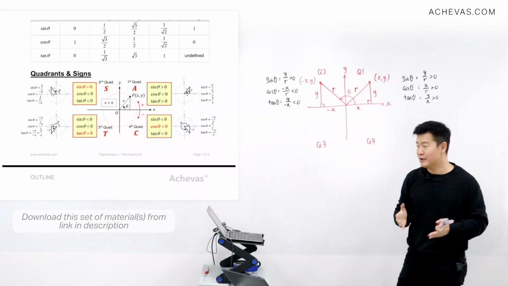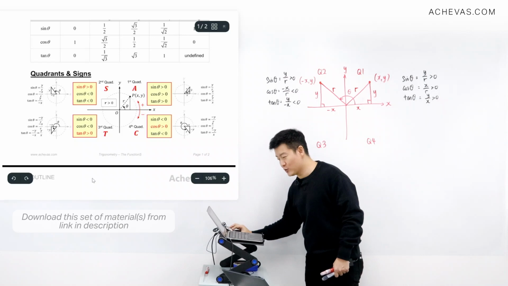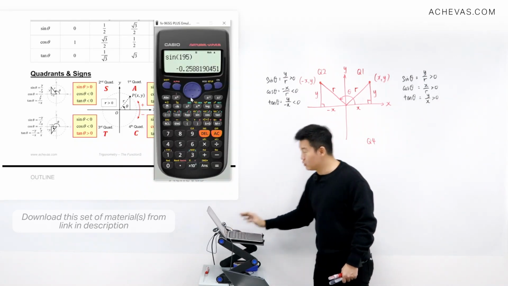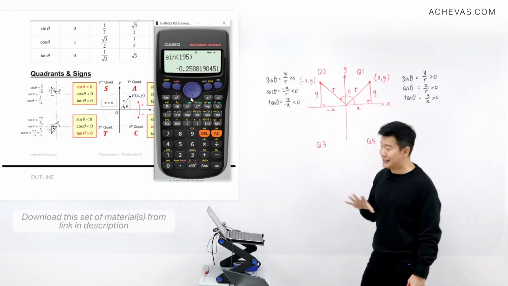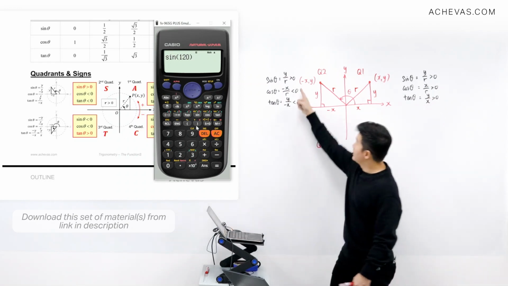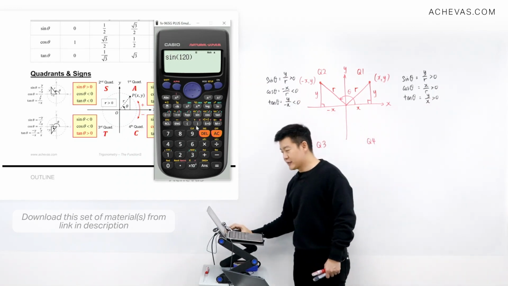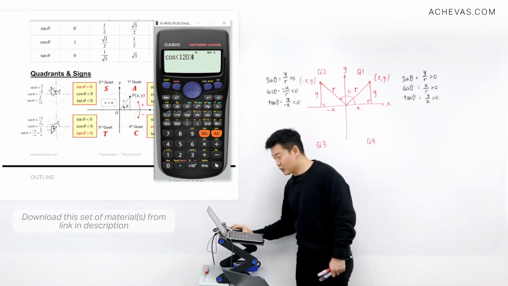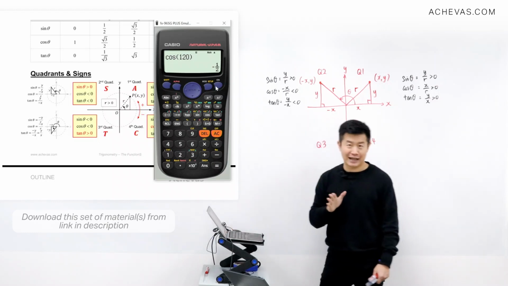We can very quickly verify this by once again making use of our calculator. Let's say we go for an obtuse angle, for example, 120 degrees. So let's check sine of 120 degrees. Let's see whether it is like what we have predicted, a positive number. So sine 120 degrees is positive. How about cosine? Cosine of 120 degrees, according to our prediction, should be negative. Let's see. So cosine of 120 degrees is negative half.